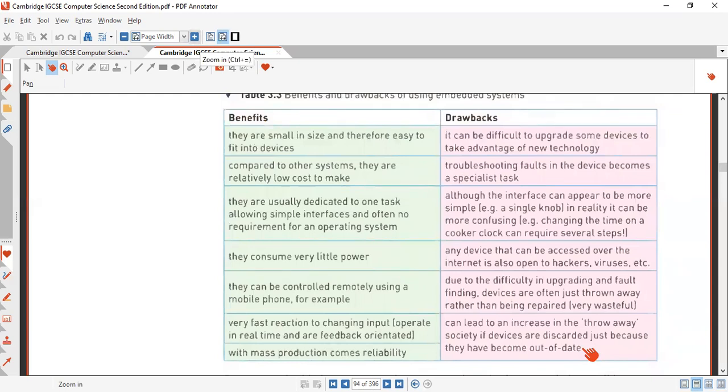You guys can have a look over here, and these things can be asked in your paper easily. Okay, so that was all for the hardware topic.